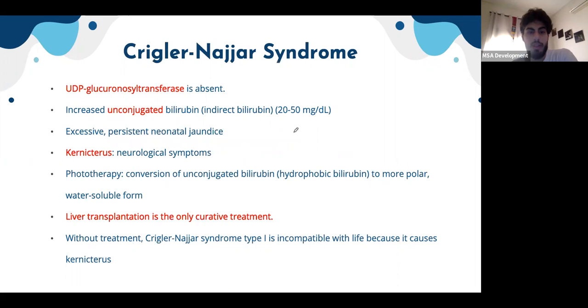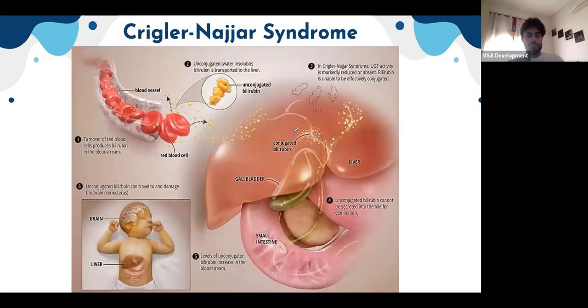I'm going to go over this picture. Yeah. So let's go over the process again. First of all, we get our red blood cells, which have a life of 120 days, or 3 months.